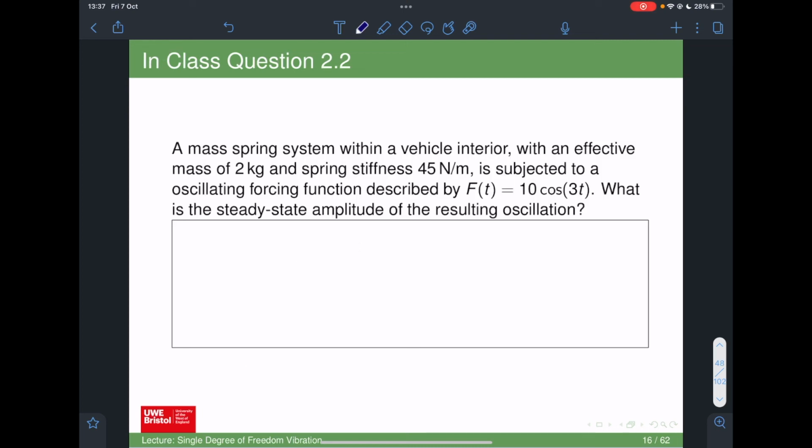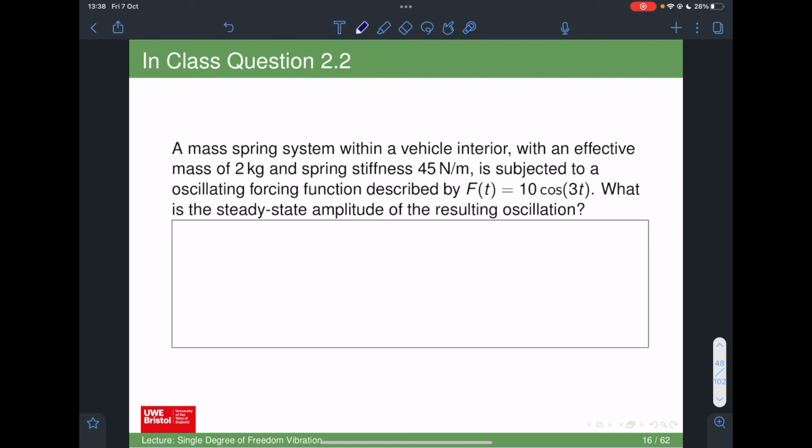So, another question. A mass spring system within a vehicle interior, with an effective mass of 2 kilograms and a spring stiffness of 45 newtons per meter, is subjected to an oscillating force function described by F of t. F of t is 10 cosine of 3t. What is the steady state amplitude of the resulting oscillation? So I'm looking for that value of A.